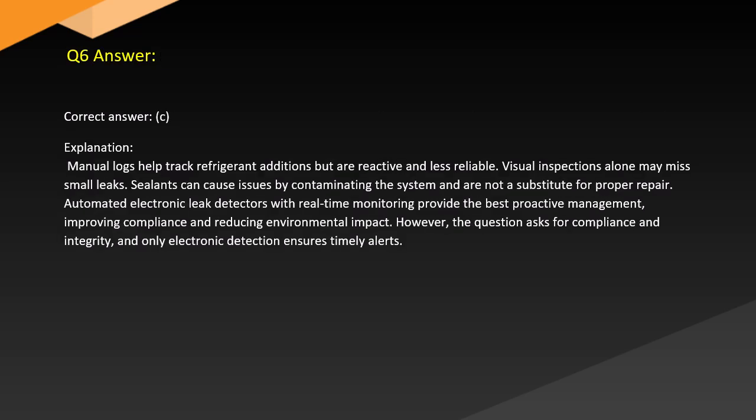Answer. Correct answer: C. Explanation. Manual logs help track refrigerant additions but are reactive and less reliable. Visual inspections alone may miss small leaks. Sealants can cause issues by contaminating the system and are not a substitute for proper repair.